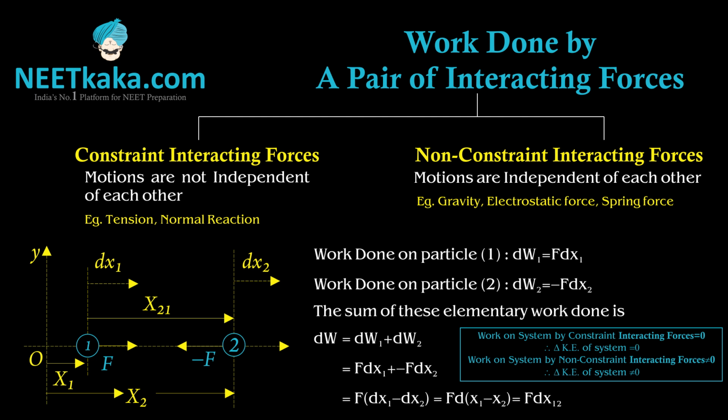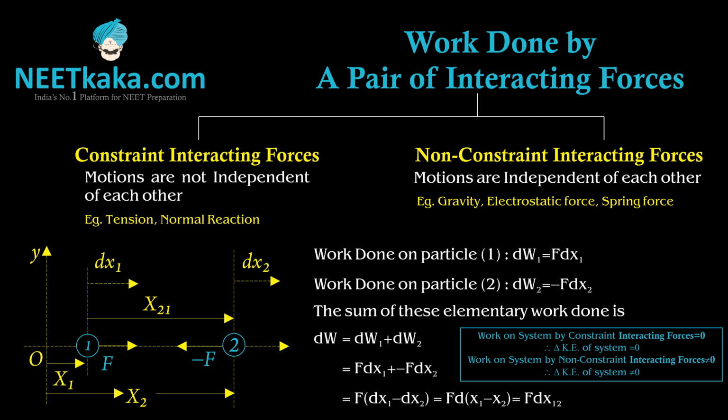But if it were a non-constraint interacting force like gravitational force, etc., the displacements would not have been the same. That is, dx1 would not have been equal to dx2. Suppose one was a very big body and one was a very small body, and they are attracting each other with gravitational force only. Then whatever distance has been traveled by the big body, the same distance is not traveled by the small body. The small body travels more distance in the same time, because it has more acceleration, though the forces are the same. Therefore, in this case, when the bodies are interacting through non-constraint interacting forces, dx1 is not equal to dx2, and therefore there is a net work done on the system.